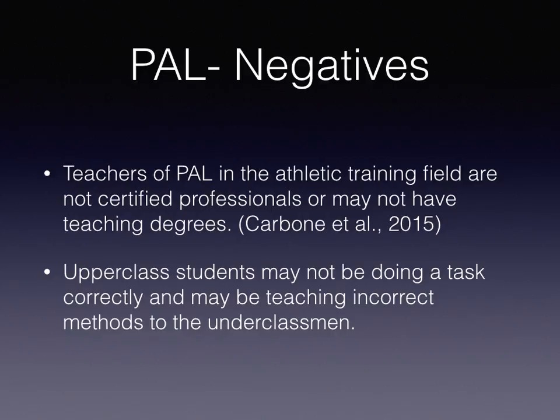Now we talk about the competency, and we look back down here at the second. I'm going to skip the first one for a second. Look at the second bullet point. Upper class students may not be doing a task correctly and may be teaching incorrect methods to the underclassmen. I say upperclassmen and underclassmen because typically the upperclassmen are the ones doing the peer-assisted teaching rather than the learning. They're normally the ones that the CIs, clinical instructors, rely upon to teach these skills to the other students. But if they're not doing a task correctly, it can have a large negative impact on these students.